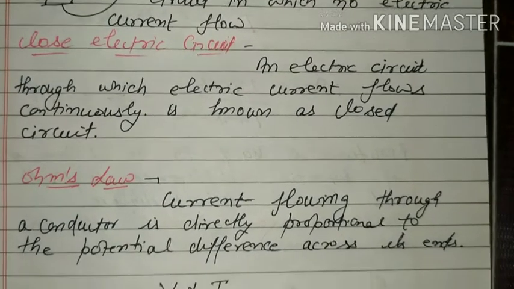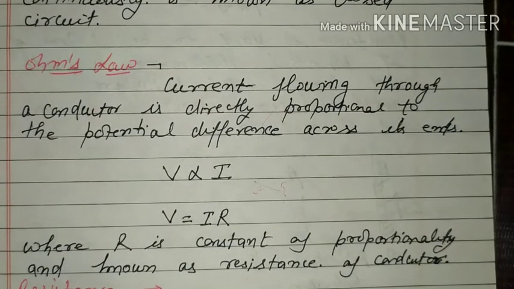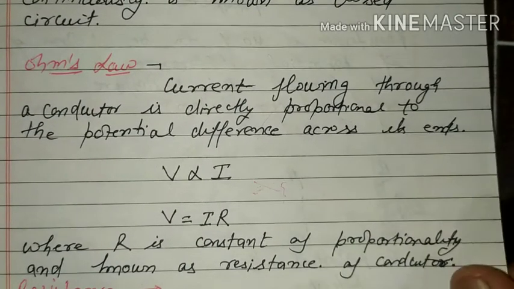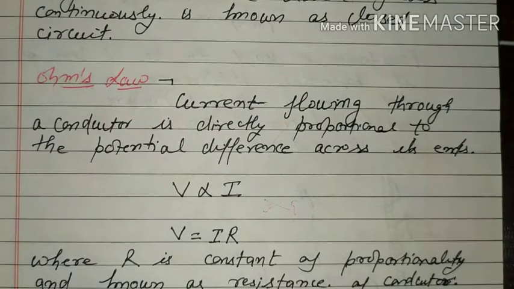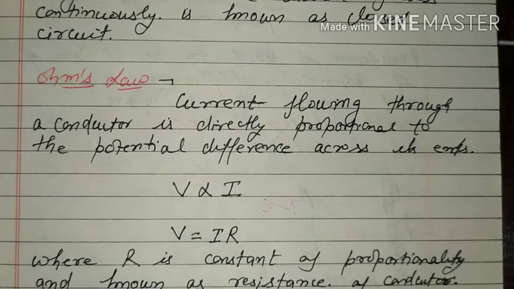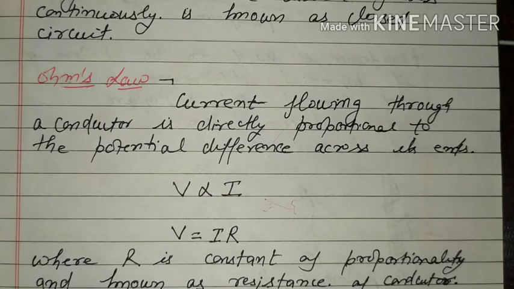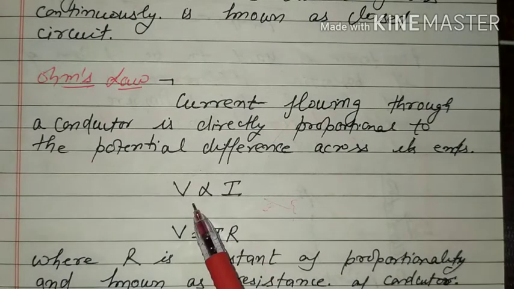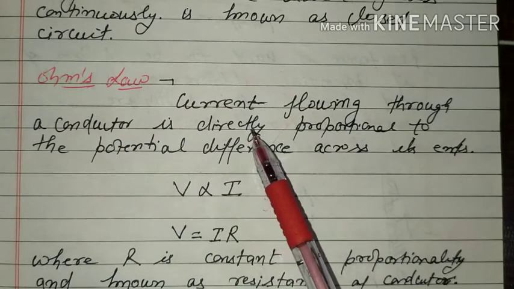Okay, now Ohm's law. Before discussing this, I tell you a simple topic. Let us consider if we touch one cell, 1.5 volt passes through the body. If we touch two cells, 3 volt, more current passes through the body. If we connect 4 cells, 6 volt, as the voltage increases, current also increases. That is, voltage is proportional to current. That is according to Ohm's law.